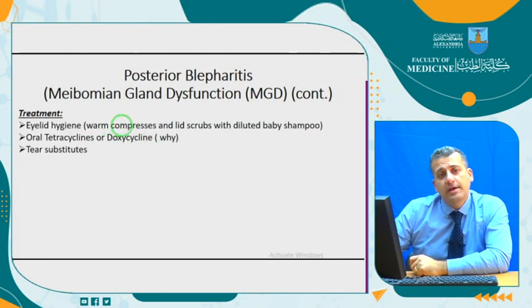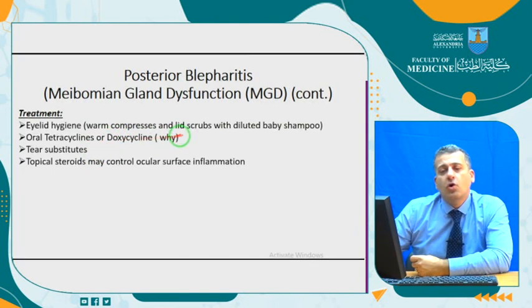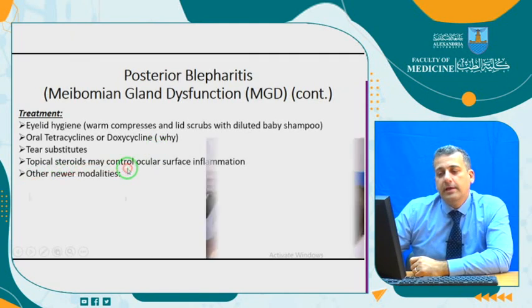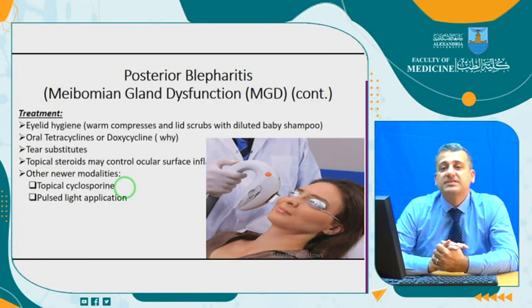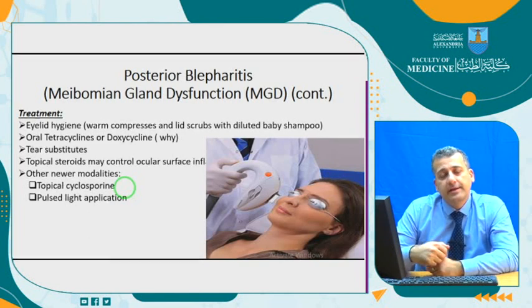Tear substitute. These patients have dry eye, so we are going to give them tear substitute in the form of eye drops. Topical steroids may control ocular surface inflammation. We said this is an inflammatory process, so we can give some topical steroid to reduce inflammation and help revert the inflammatory process in the meibomian gland to a normal condition. Other new modalities include topical cyclosporin. This is a drug that helps to secrete natural tears. It's not a tear substitute, it's a drug to help secrete natural tears. It is a very expensive drug, but it helps to improve the tear quality by increasing the production of the natural tears.